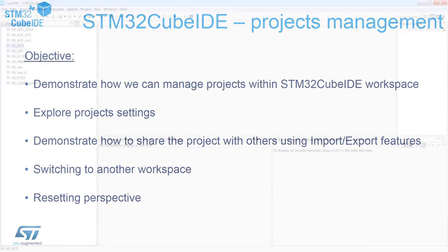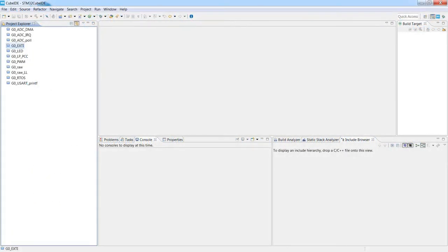Let's switch to the workspace. I will use for this demonstration one of the existing workspaces. It contains all of the hands-ons which are prepared for these CubeIDE basic sessions. You can find them in the training materials in a zip file as well, so you can duplicate them. Here on the workspace you can see several projects.